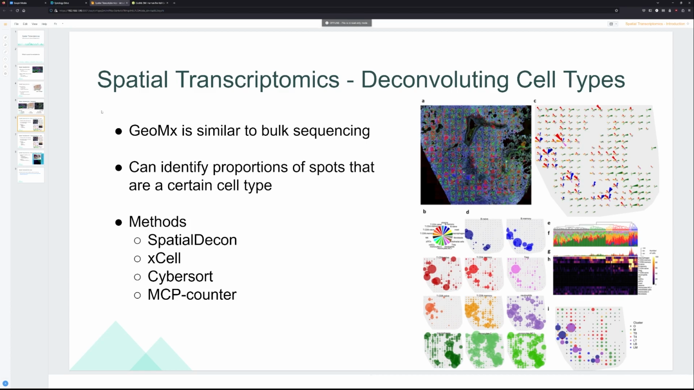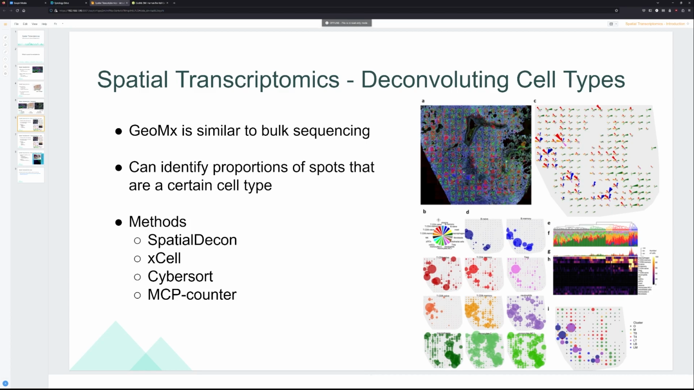Another way to do this is spatial decon, which is something that I believe Nanostring had developed for GeoMx. You have your multiple cell types for each spot, but since you're not working with true bulk sequencing, it might be a little better to use something more tailored to it.